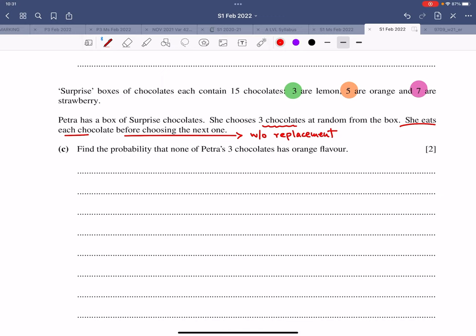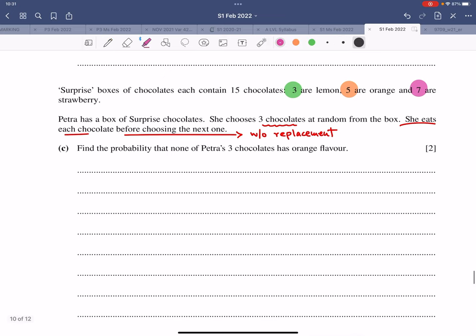Find the probability that none of Petra's 3 chocolates has orange flavor. Now the focus is on orange. So the probability of orange is how much? 5 over 50. So the probability of orange complement, not orange, is 10 over 50. That includes the lemon and the strawberry joined together, that's not orange.